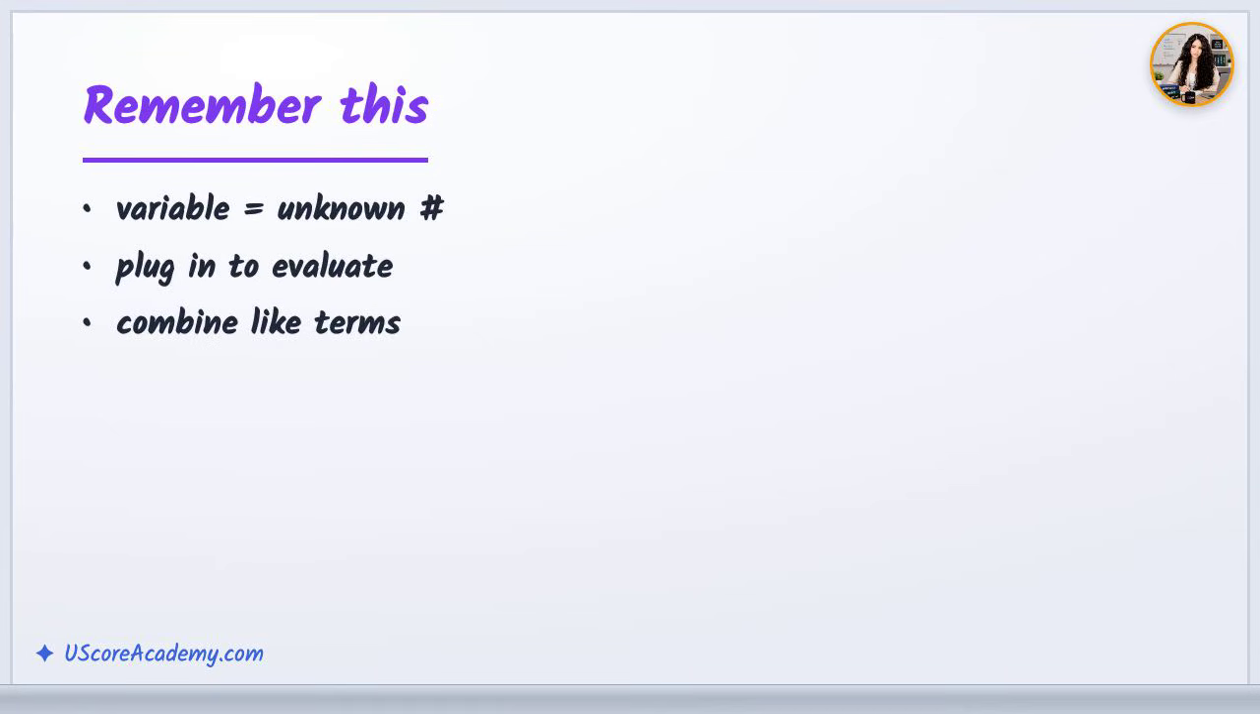So a variable is a placeholder for a number. To evaluate, plug in the value and simplify. And to clean up an expression, combine like terms. That's the heart of working with algebraic expressions.